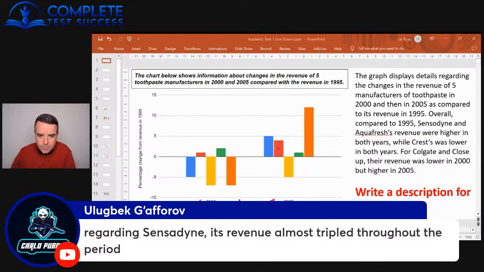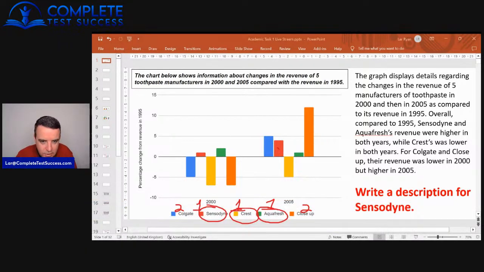Oh, sorry, my microphone was muted. Regarding Sensodyne, its revenue almost tripled throughout the period. No. If it tripled, it would be an increase of 300%. To triple would be a 300% increase. So what we're looking at is the red category. It looks like about a 1% increase in 2000 and about a 4% increase in 2005. So that information would not be accurate.